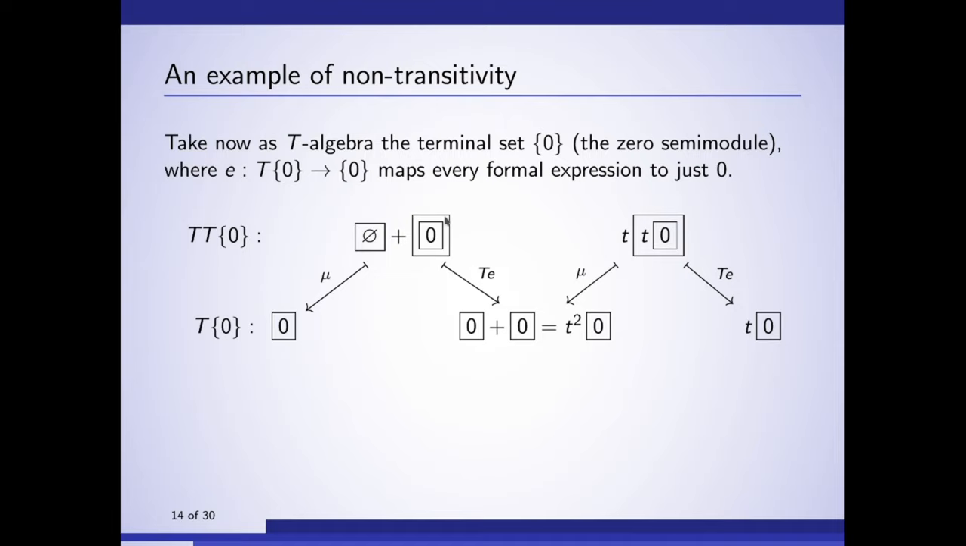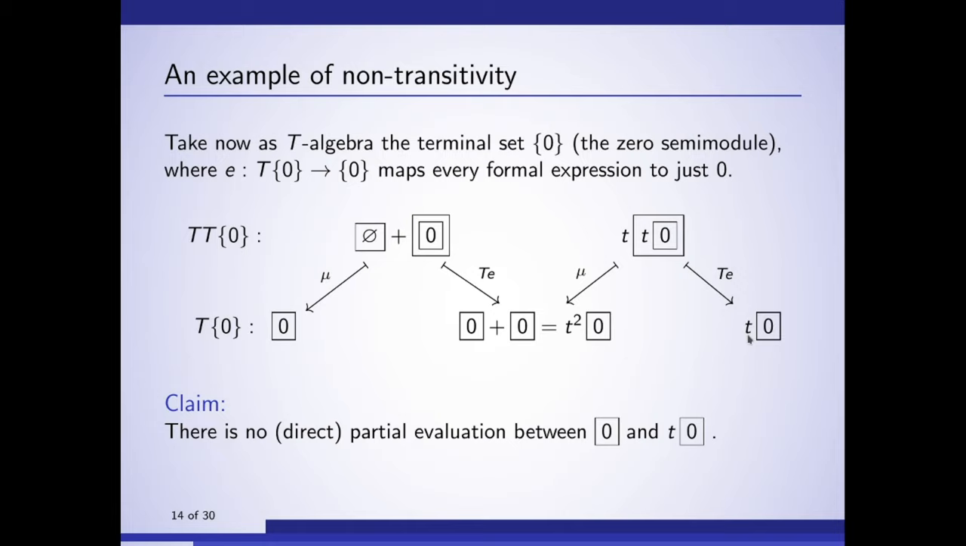Just as well, there's a partial evaluation from t squared 0 to t 0. How? Well, you have t box 0, so here it doesn't simplify. Now, if you remove this outer box, then it's t squared. And that does simplify. That's equal to this. And if you evaluate here, whatever happens inside this box just goes to 0, okay? So there's a partial evaluation from here to here and from here to here. However, these two things are equal for our theory. Now, claim: there's no direct partial evaluation from here to here. Again, of course we can do it in two steps, but not in one.